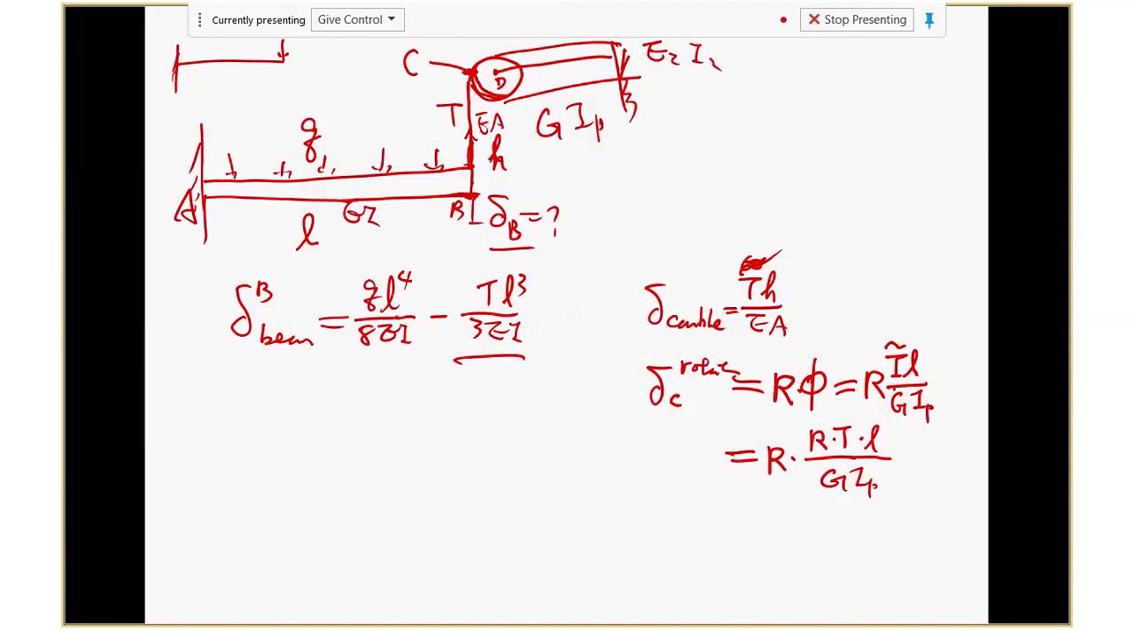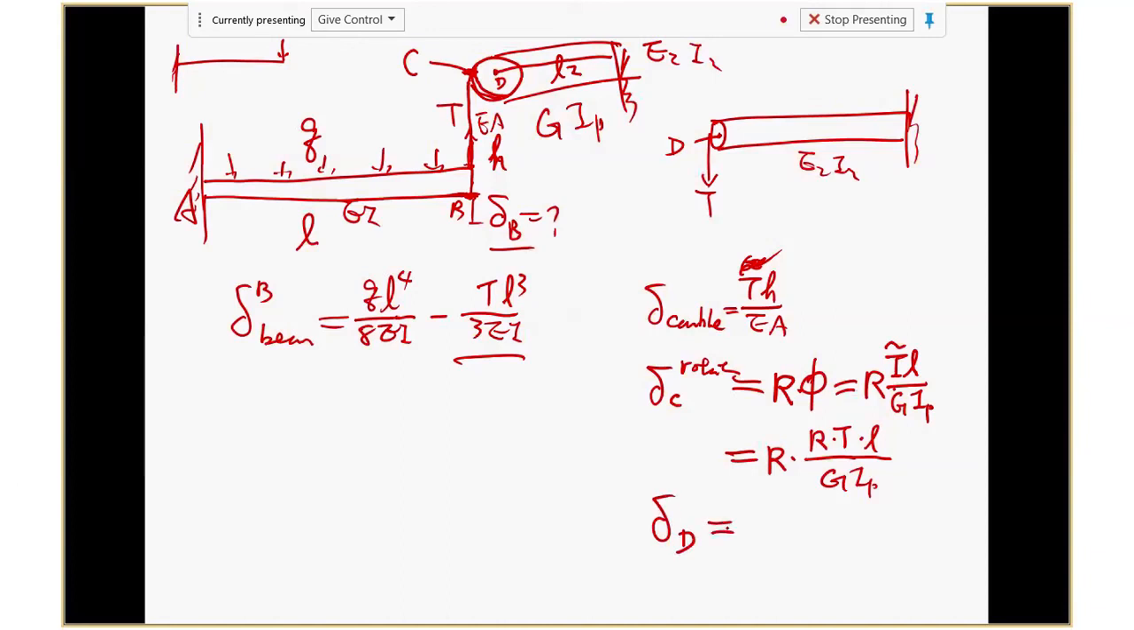Okay, so we calculate this one. Now what else? Point D is going to move. How much is point D going to move? Let's say this length is L2. You have a load tension T applying here. So if I draw the free body diagram of this shaft, so this is the shaft, you have a T applying here, right? So the shaft is here. That's a GIP. So you have E2, I2. So how much does this point D move?